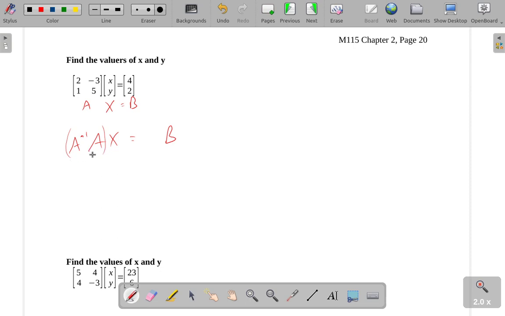There's an associative property. That's the important thing. Meaning I can put parentheses around the A inverse times A. But I multiplied by A inverse on the left over here, which means I also have to multiply by A inverse on the left over here.